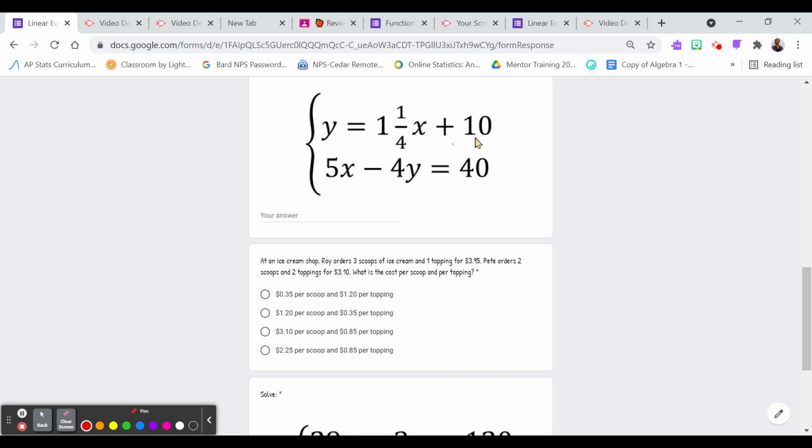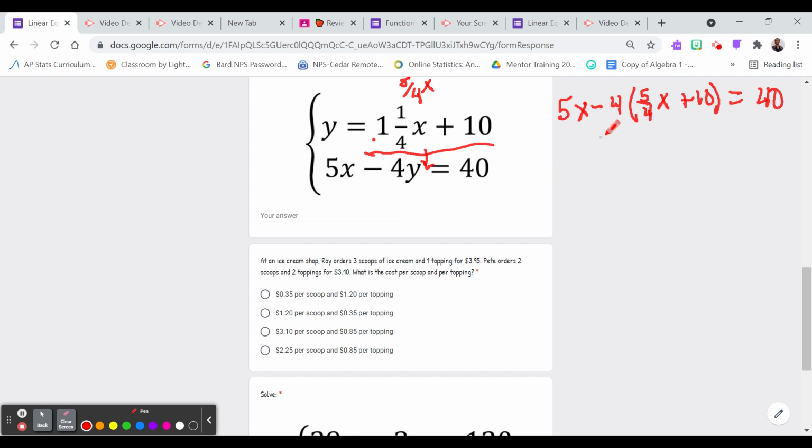Instead of y, I can write this whole expression. I'm just going to rewrite this. I see they gave me an improper fraction, so I can get 5/4. 1 and 1/4 x is the same as 5/4 x. So I'm just going to rewrite that. And I'm going to substitute this in place of y, because we said y is equal to that. So let's rewrite that. So it's 5x minus 4 times all of that. We said it was 5/4 x plus 10. It's equal to 40.